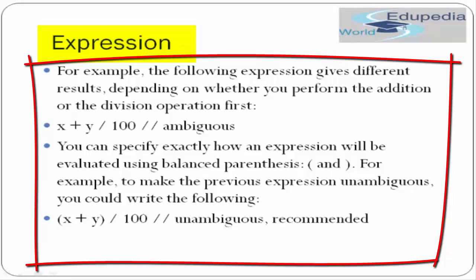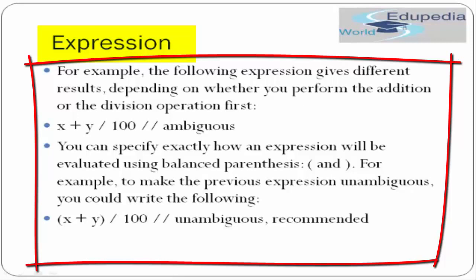If I'm doing x plus y, then dividing by 100, it can give a different result than if I'm doing y divided by 100 first and then adding x. For example, let's say x and y are 2 and 3. So (2 plus 3) divided by 5 will give me a different result, and 3 divided by 5 and then adding 2 will give me a different result.